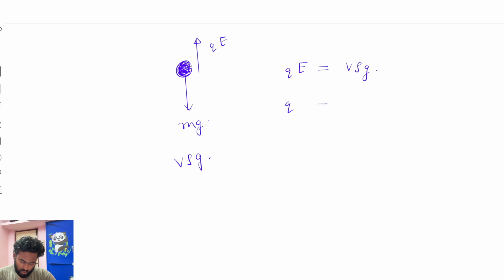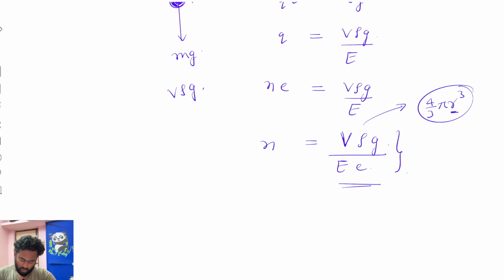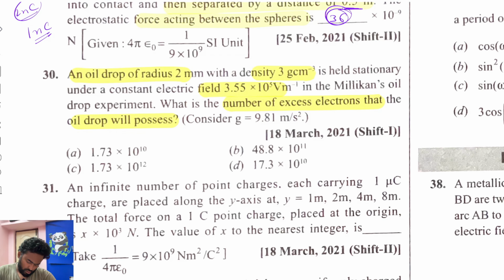So what should be the charge value? Charge will be V rho g by electric field, and charge is n into e, where n is the number of electrons. So n equals V rho g by E into e. Volume you can also write: volume will be 4 by 3 pi r cube. If radius is given, you can use this formula to get the value of the number of electrons. So after solving, you will get option number A.